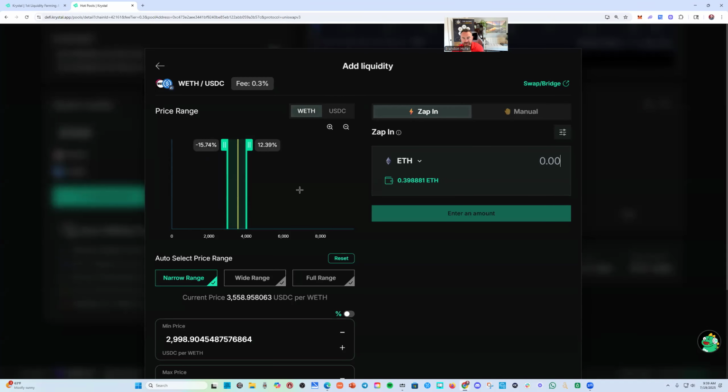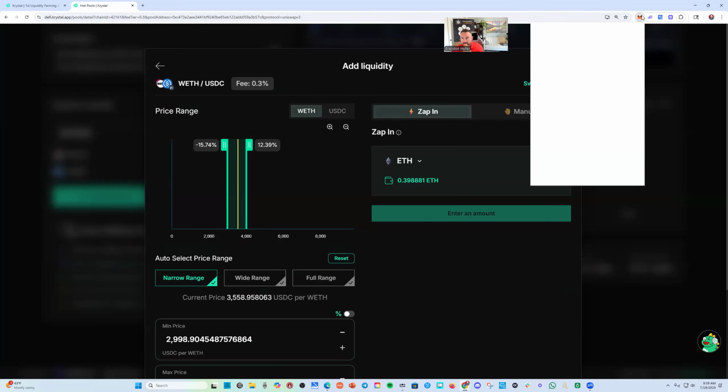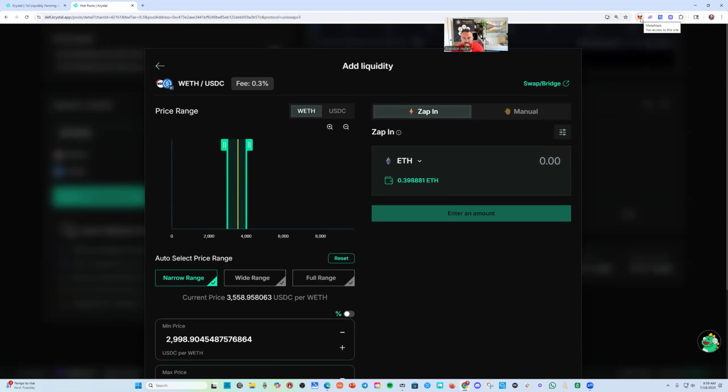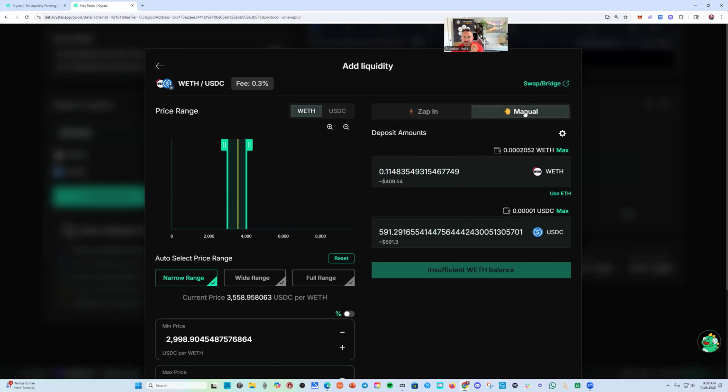And then I go, okay, I want to create this position. It redirects me here. I have a little bit of money here in Ethereum in this demo wallet. So this is ETH and USDC. Manual means I would need to have ETH and USDC in my wallet, or actually in this case, wrapped ETH. Mine is just ETH, so I would have to first wrap it. I have to have both of those assets in my wallet.